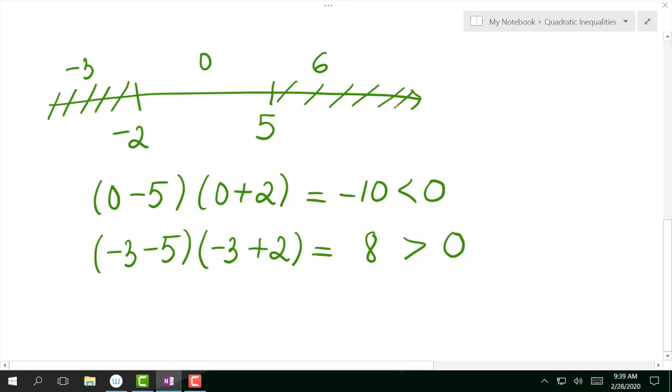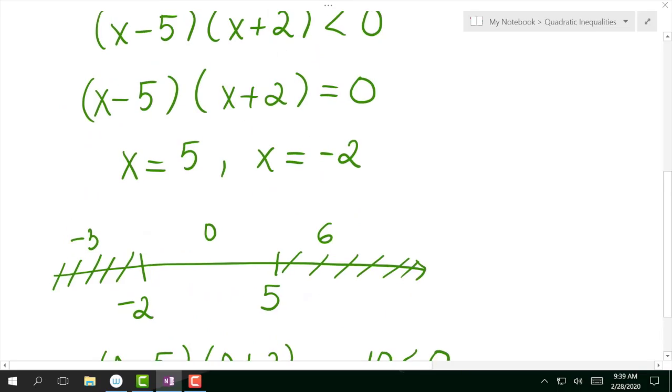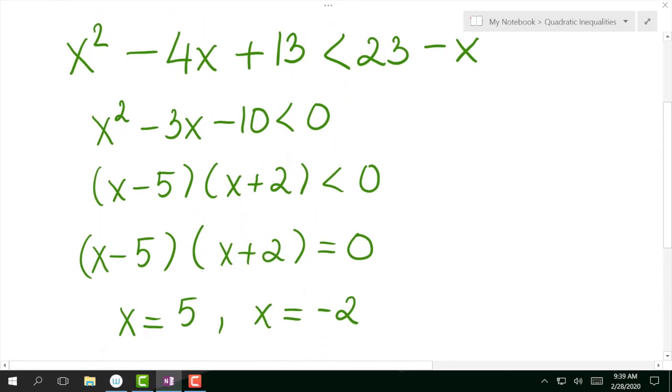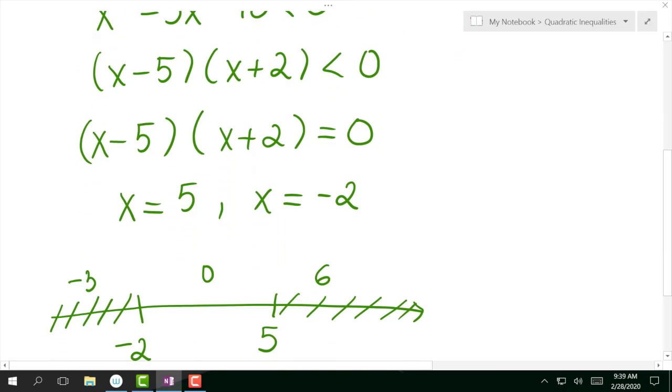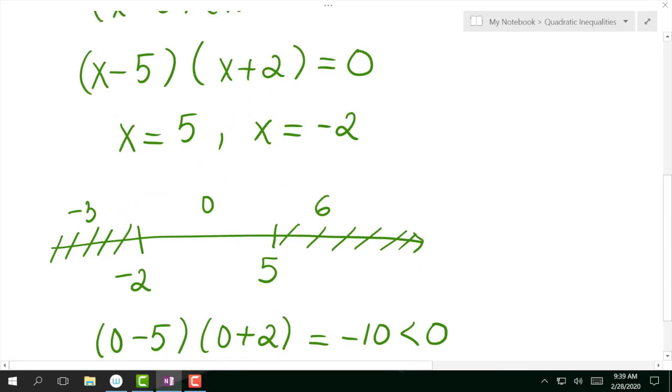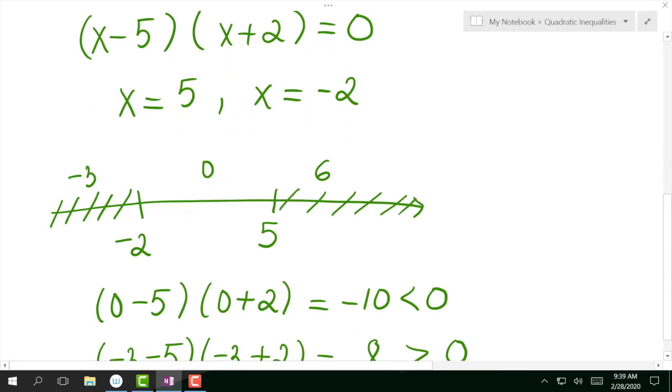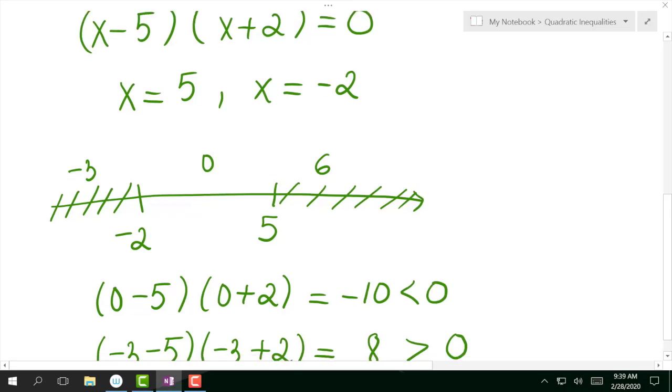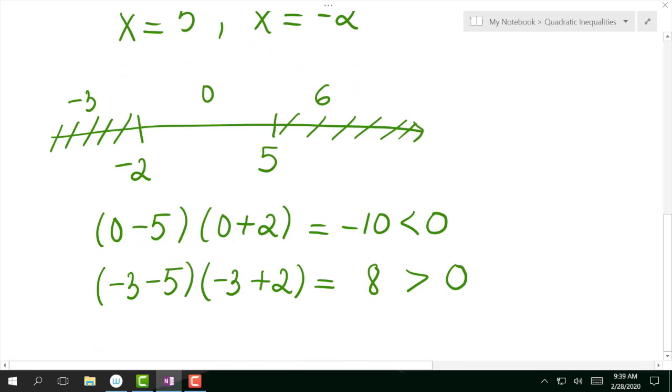And that's it. So now we're going to review the steps that we did. First, I'll combine like terms and move all of them to one side. Then factor and solve for the corresponding equation. The roots that we find will split the number line into 3 intervals where we can pick test numbers and decide which interval we want. Then we're going to plot the wanted intervals.